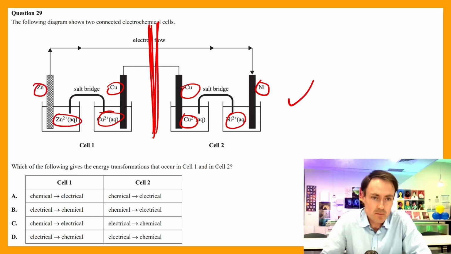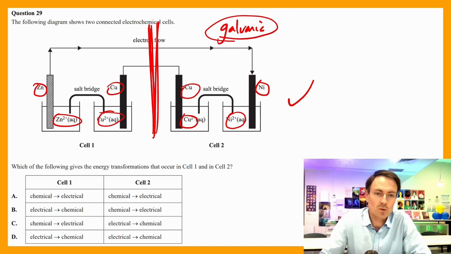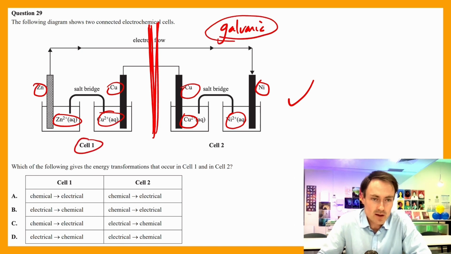Now let's look for whether these are spontaneous or not. Electrons are flowing this way. There is no power pack inside the wire, so I'm assuming that this is a galvanic cell. The spontaneous reaction will be happening. Let's have a look at cell 1.